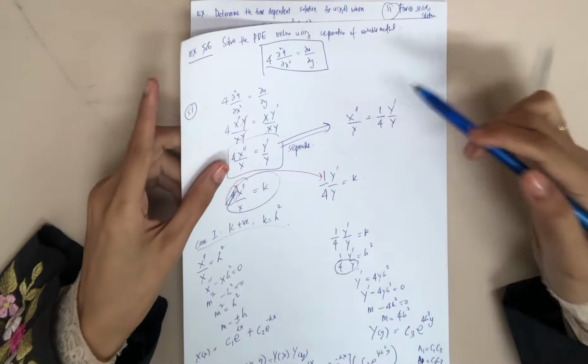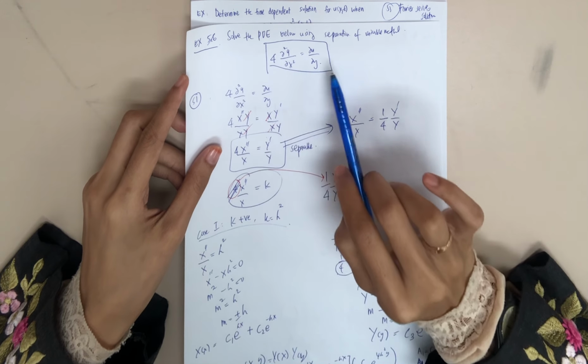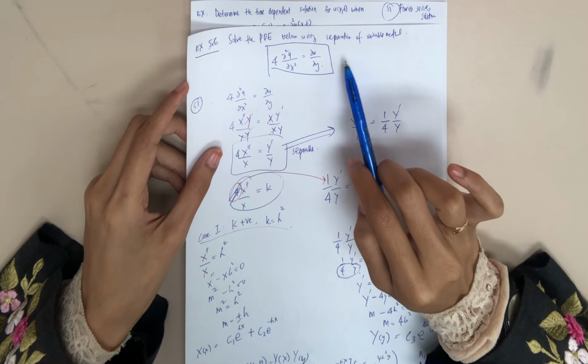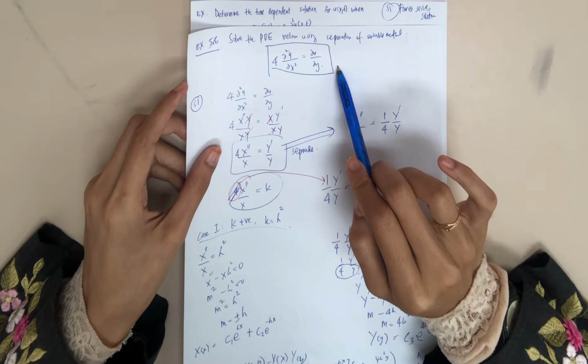And this is an example, but without any other information. They have no boundary condition, they have no initial condition. So for this type of question, you just do it up till step 2.